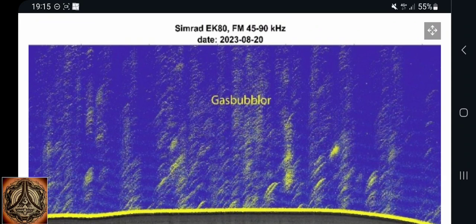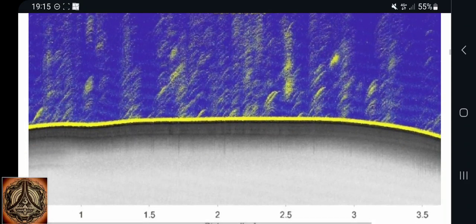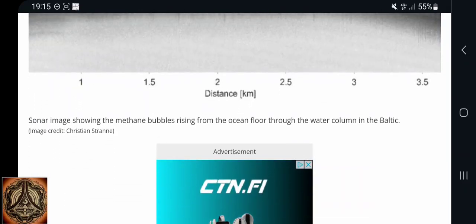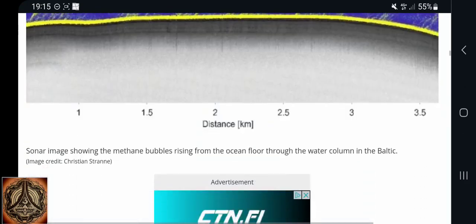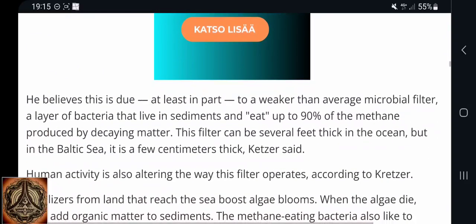Gasbubblor. Sonar image showing the methane bubbles rising from the seafloor through the water in the Baltic. Yeah. Maybe they are getting pulled upwards. He believes this is due, at least in part, to a weaker than average microbial filter, a layer of bacteria that live in sediments and eat up to 90% of the methane produced by decaying matter. This filter can be several feet thick in the ocean, but in the Baltic Sea it's a few centimeters thick.